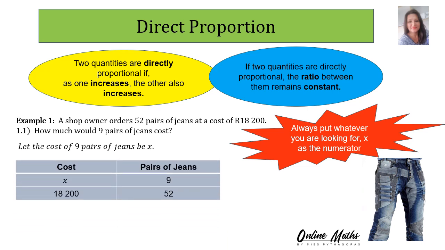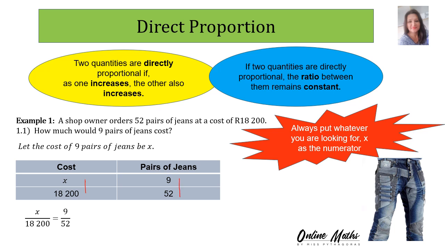And then you make a little table. So there's cost and then there's pairs of jeans. The one you are looking for, X, is on top, and that's the cost. And then the other cost is 18,200. And then on pairs of jeans, 9 pairs of jeans on top, and next to the 18,200 you put the 52. And then you write them as X over 18,200 is equal to 9 over 52.